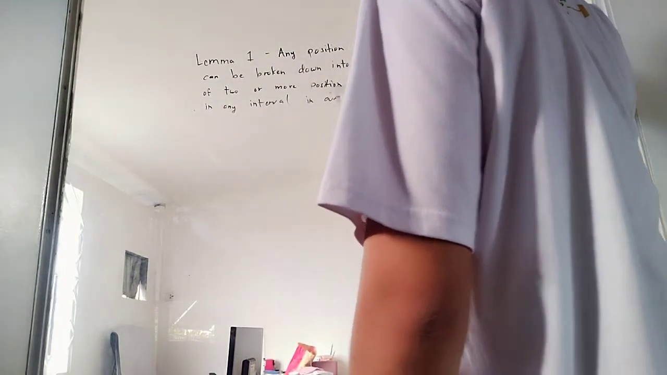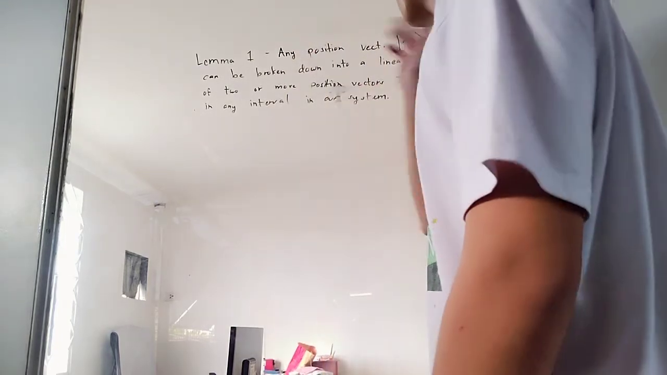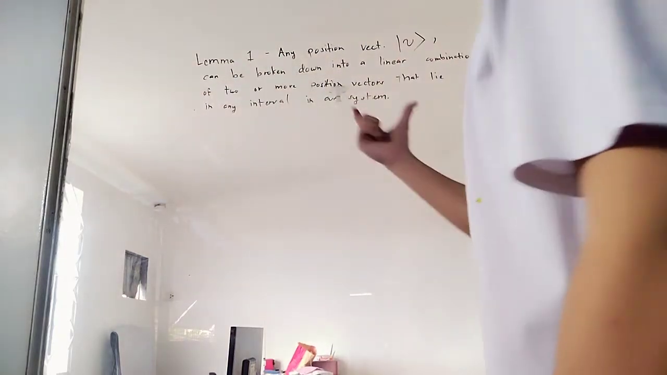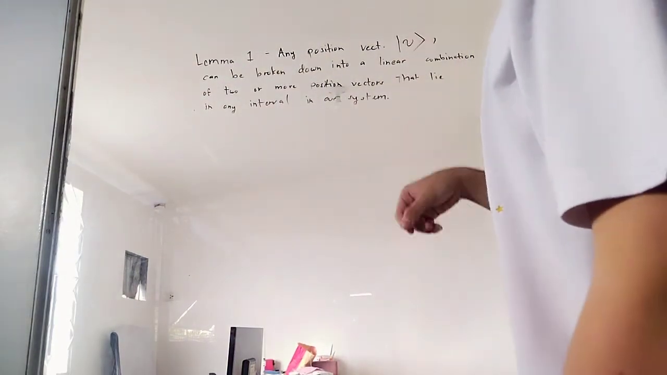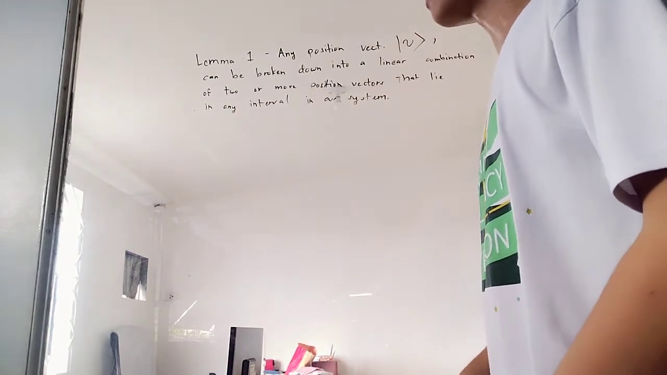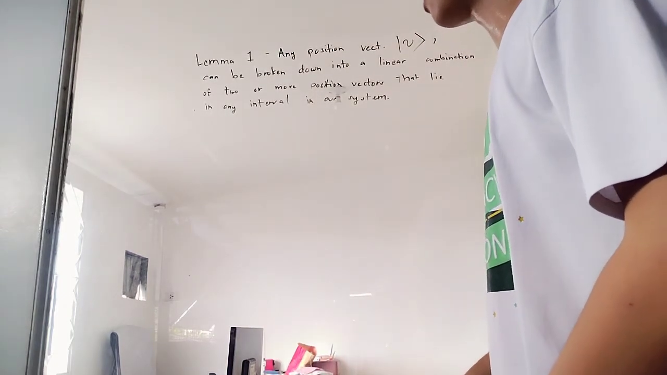So I'm not going to write it out. You guys can work it out as an exercise. Again, any position vector V can be broken down into a linear combination of two or more position vectors, like V, that lie in any interval in our system.